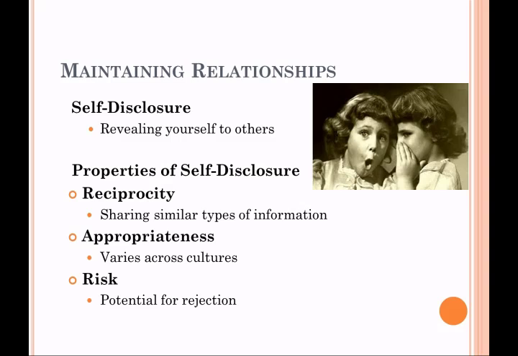Risk is the third property of self-disclosure. There's always that potential for rejection, and we know that sharing information with other people can be risky. Once you share information with another person, it becomes their information to either keep or share, and sometimes you trust people with information and you expect them to keep that information. So risk is also associated with self-disclosure.